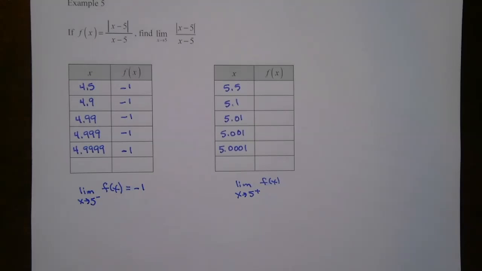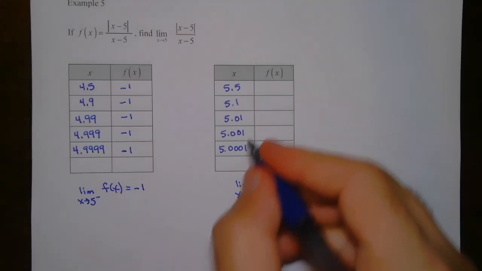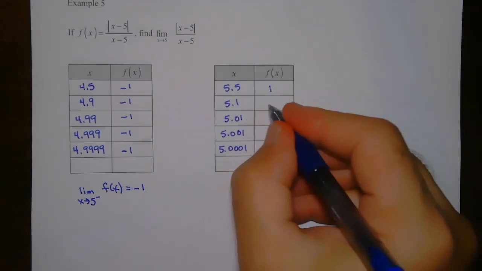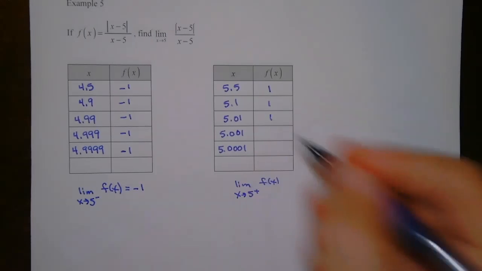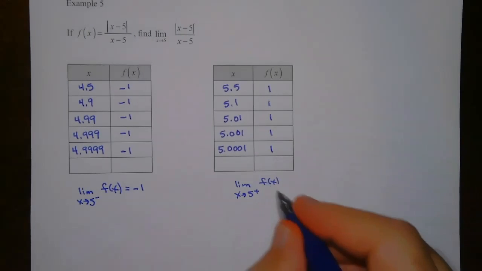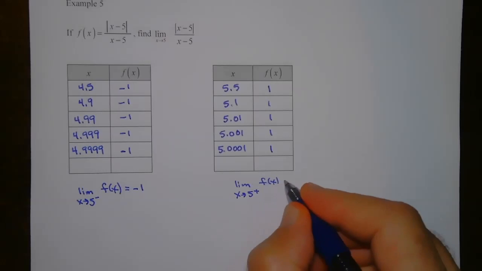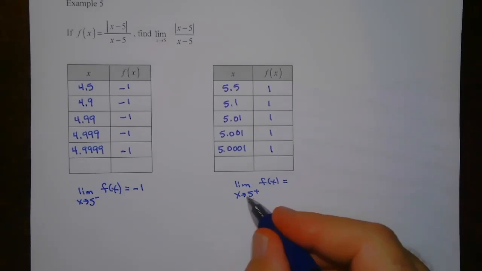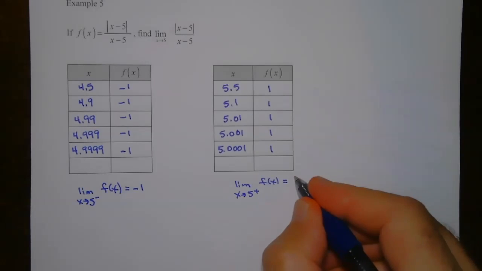How about from the right? So let's put in 5.5. That comes out to be 1. 5.1, that turns out to be 1. 5.01, that turns out to be 1. They're always 1. So for the limit as x approaches 5 from the right of f of x, it's always the same, and it's always 1.